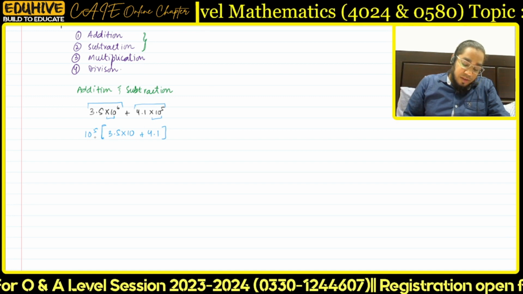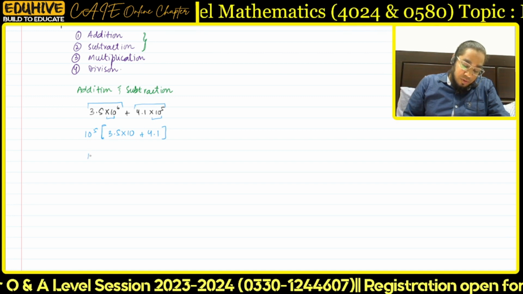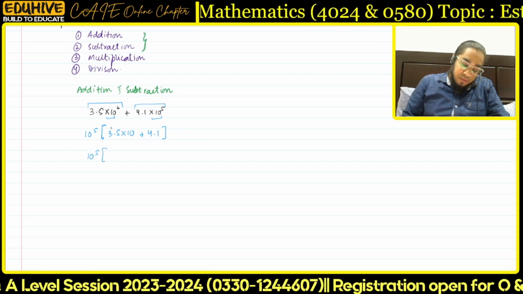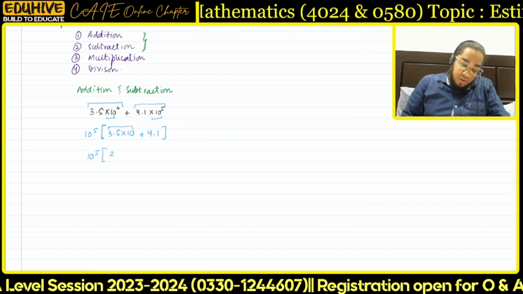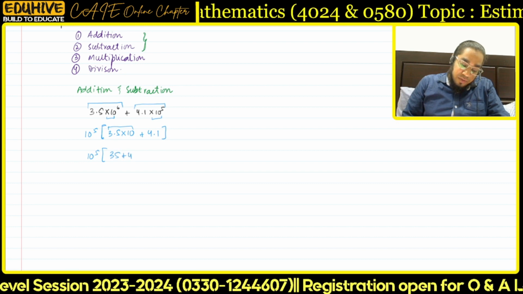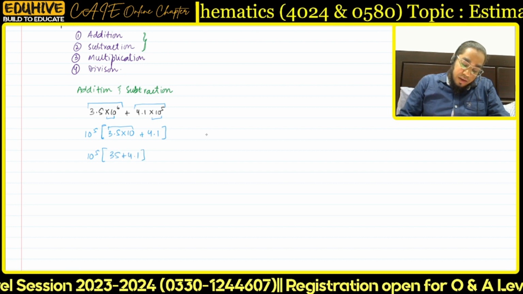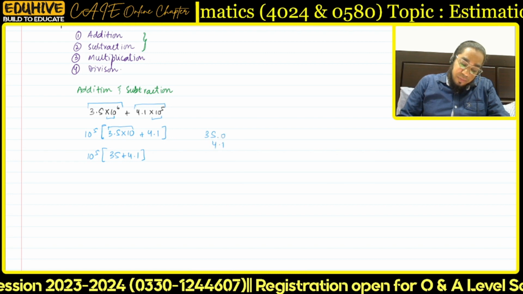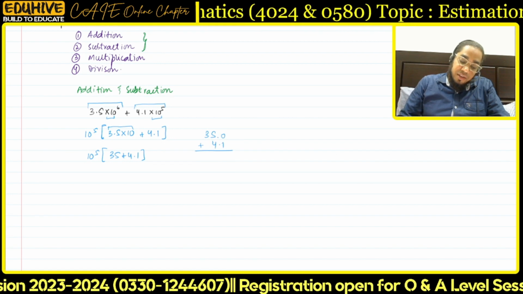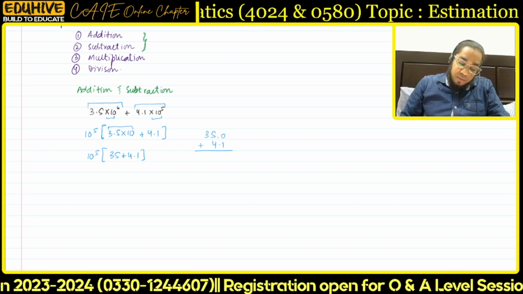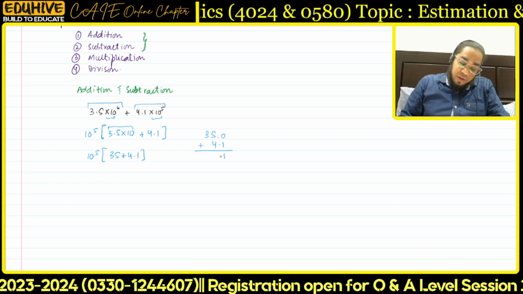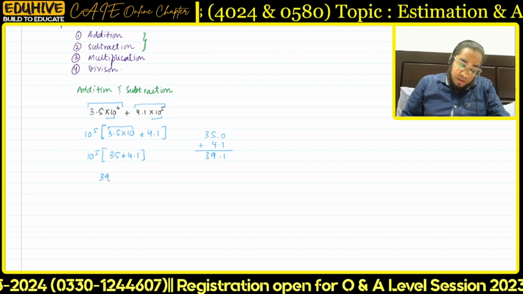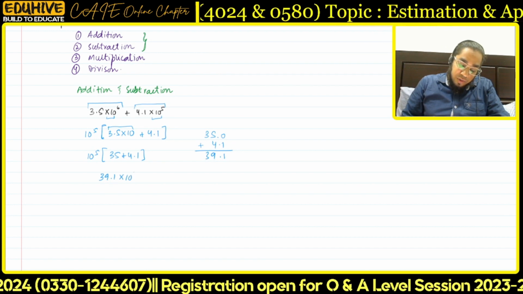So here, if we take 10 to the power 5 as common, it's going to be 10 to the power 5. And if I solve the bracket term only, it's going to be 35 plus 4.1. And I can add them as I have learned in the initial topics, how to add the numbers. So that's going to be 1, that's going to be 9, and that's going to be 3. So I can say that 39.1 into 10 raised to the power 5 will be the answer.